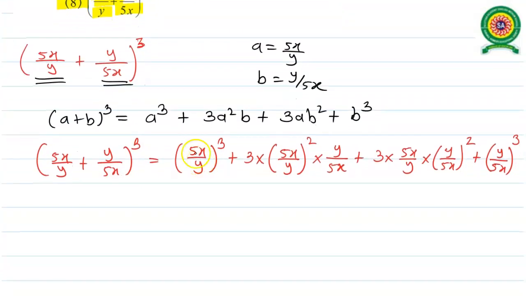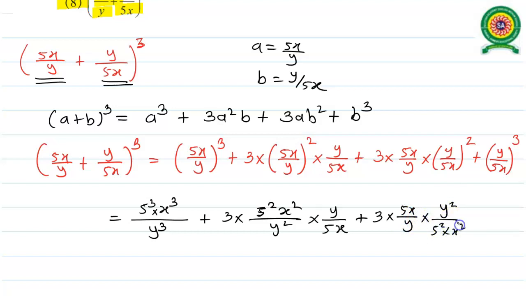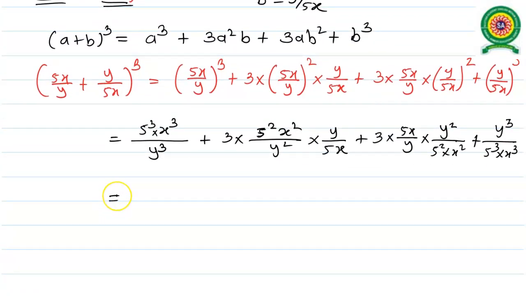So as per the rule of indices, let us separate out the cubes and squares, so that we get 5 cube into x cube divided by y cube, plus 3 into 5 square into x square divided by y square into y divided by 5x, plus 3 into 5x divided by y into y square divided by 5 square into x square, plus y cube divided by 5 cube into x cube. Now let us simplify the cubes and squares.